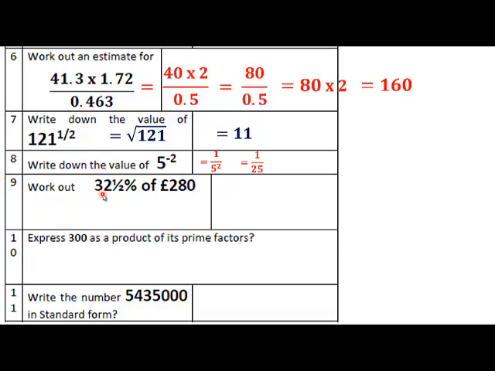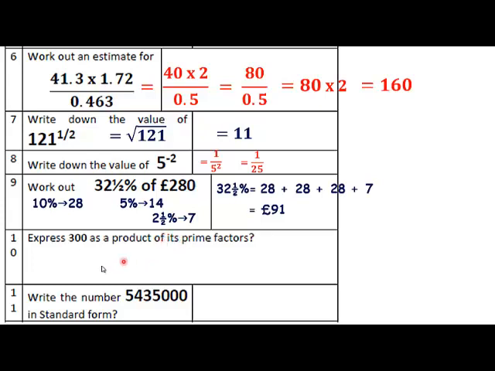Okay, question 9. Work out 32.5% of 280. I need to first of all find 10%, which is 28. I'm then going to find 5%, which is half of 28, which is 14, and 2.5%, which is 7. I need to get a proper combination of these to get 32.5%. So 3 lots of 10s make 30, and then one lot of 2.5 will help me get the 32.5. So I need 3 lots of 28 and 1 lot of 7. Add these up together, and I'm going to get 91. So that's my 32.5%.